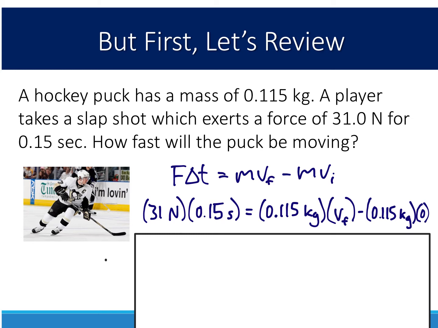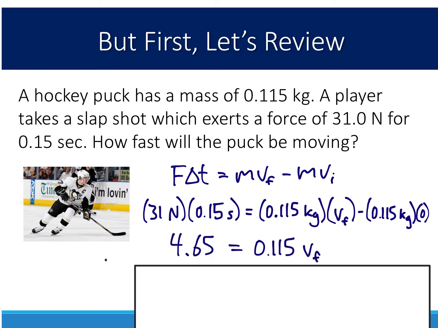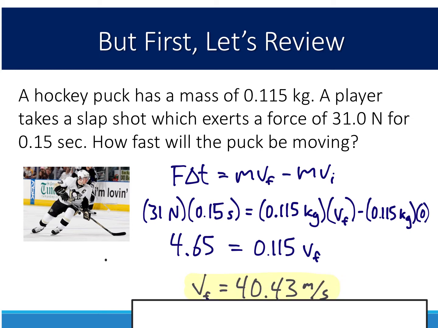If we simplify a little bit further, multiplying 31 times 0.15 gives 4.65, and multiplying 0.115 kilograms times the final velocity gives us 0.115 times the final velocity. Now I can divide both sides by that 0.115, and I'm going to end up with about 40.43 meters per second for my final velocity. Keep in mind that this was using our impulse and momentum equation. This is a good review. We'll be coming back to these ideas.